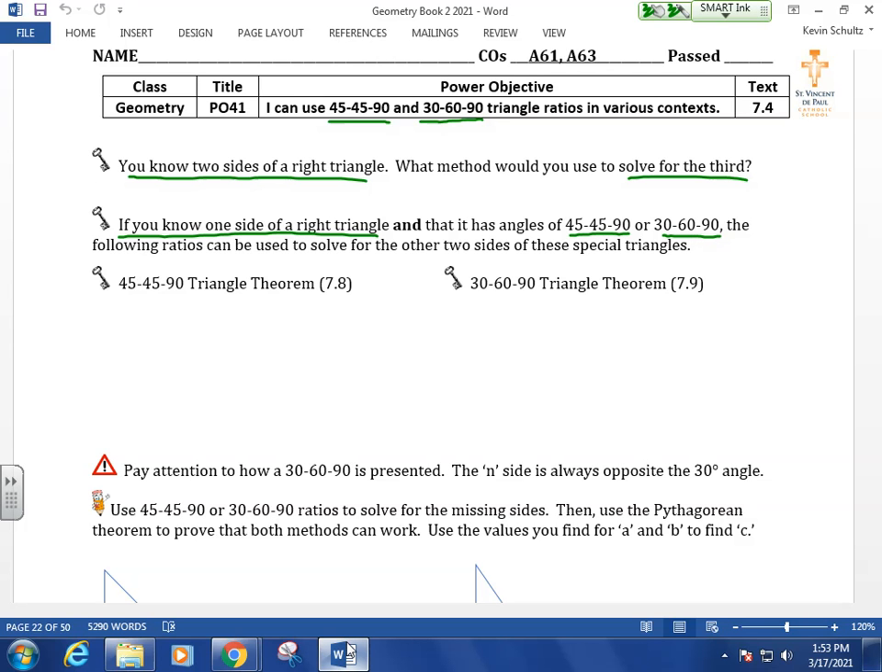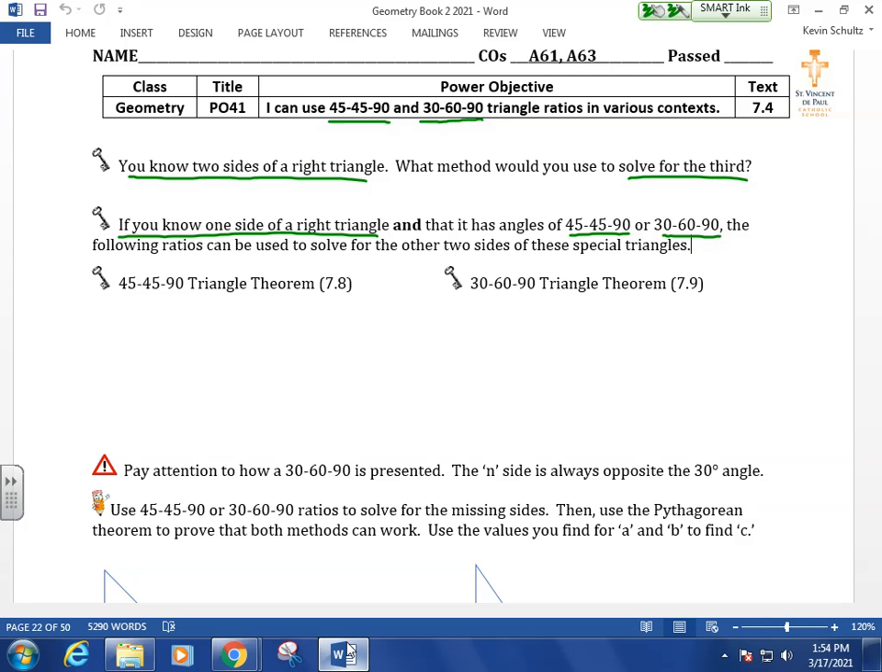And the reason why these are considered special is not only are they fairly common, but also the ratios of their sides are fairly easy to work with. Whereas in sine, cosine, tangent, if we have a 71 degree angle and a 19 degree angle, those ratios aren't very easy to work with. But we'll worry about that in PO42. For now, let's talk about these two special types.